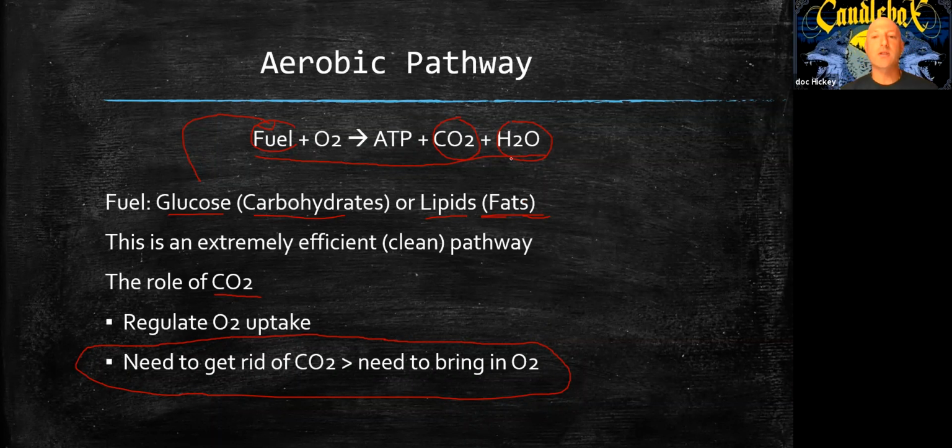And then the other product we get from an aerobic pathway is going to be water. And the body is just going to completely recycle that. It can be used for cooling, digestion, blood volume, all sorts of things. It's just going to go right back into the body's internal water table.